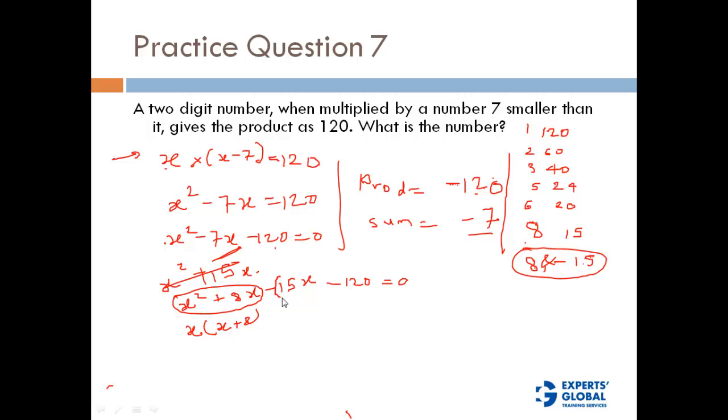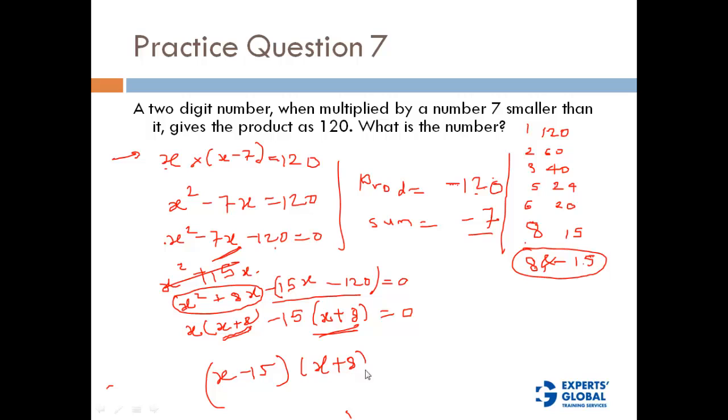From here, what do we have common? We have, let's say, minus 15 common. So what do you get? X plus 8 common again. In case you don't understand what is going to be common, just look at this term, because ultimately this term is going to be common in these two terms. So x plus 8 is common in both. So you get x minus 15 into x plus 8 is equal to 0.